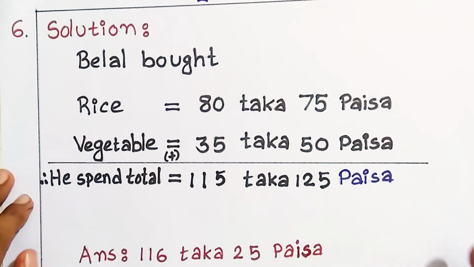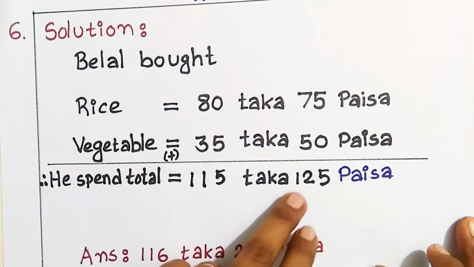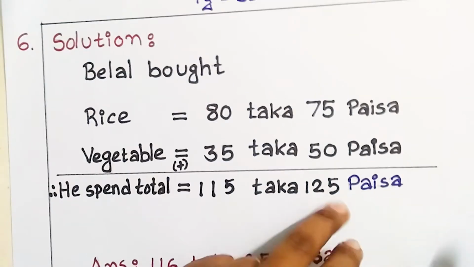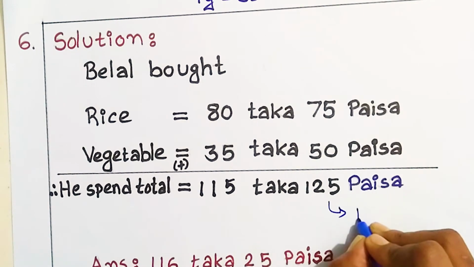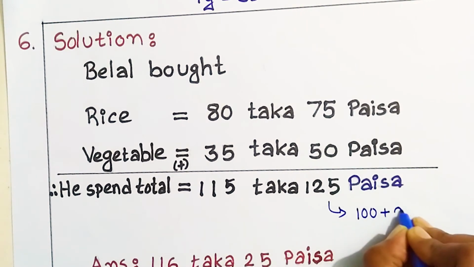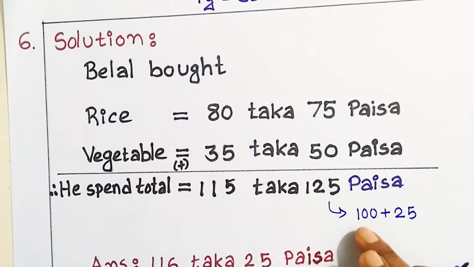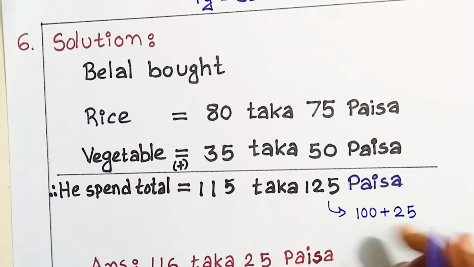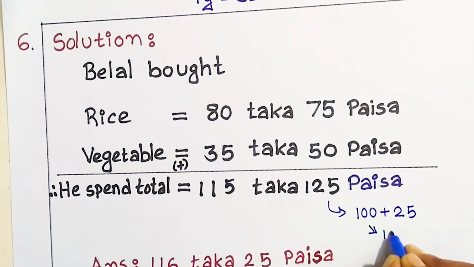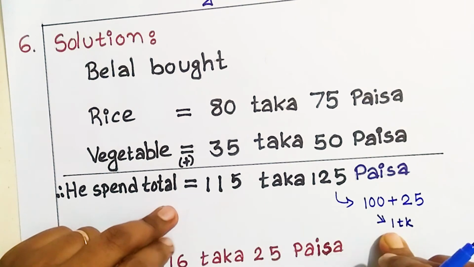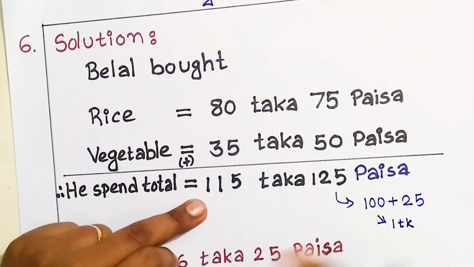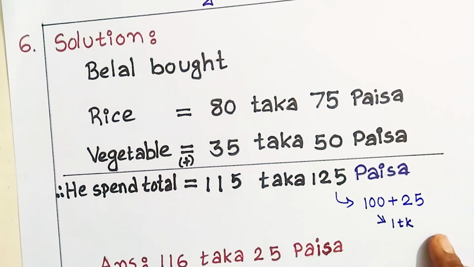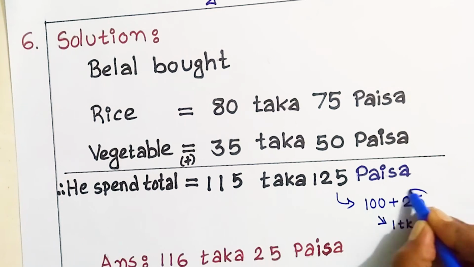But from the previous relationship we know that 125 we will convert into 100 plus 25 paisa. Now this 100 paisa makes 1 taka. So we will add this 1 taka with 115. Then the answer will be converted to 116 taka and 25 paisa.